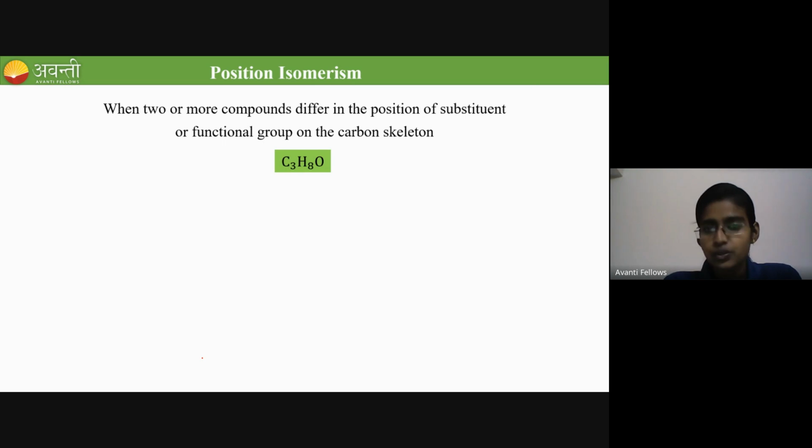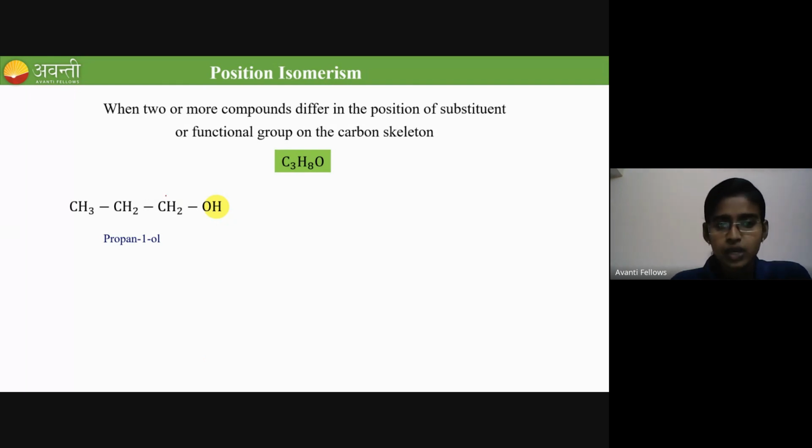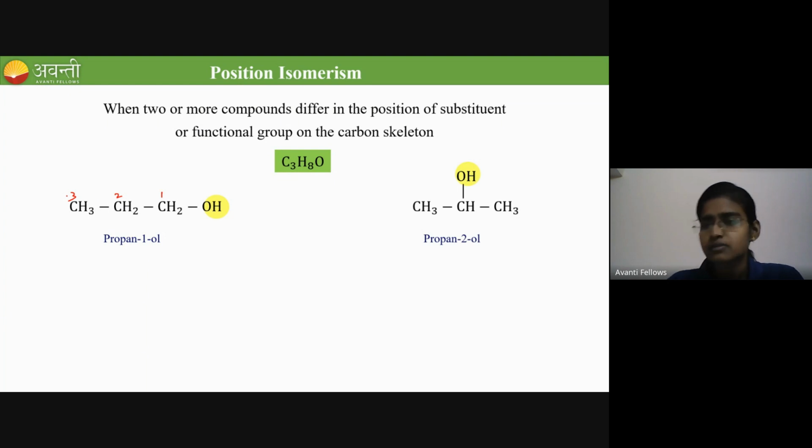So in the case of C3H8O, we have positional isomerism existing in it. You can see the first compound is propan-1-ol, with 3 carbon, 8 hydrogen, and 1 oxygen. The IUPAC name is propan-1-ol because OH is attached to carbon 1, 2, 3. Since it has 3 carbon, it is propan, and OH is attached to the first carbon, so it is called propan-1-ol. Okay, and the isomer of this compound is propan-2-ol. Here you can see the OH is attached to the second carbon. So what is differing here? The functional group is the same, but the position of the functional group attached to the carbon is differing. Got it? So that's why it is called positional isomerism.